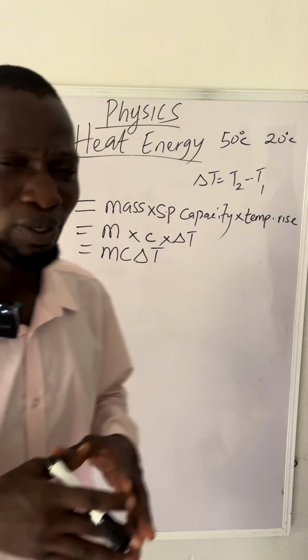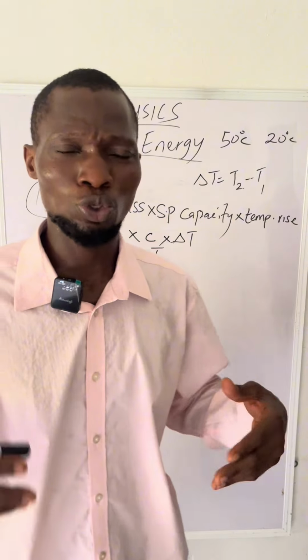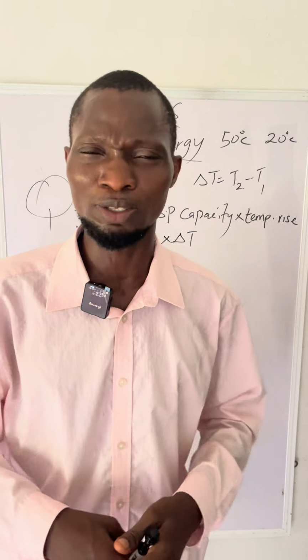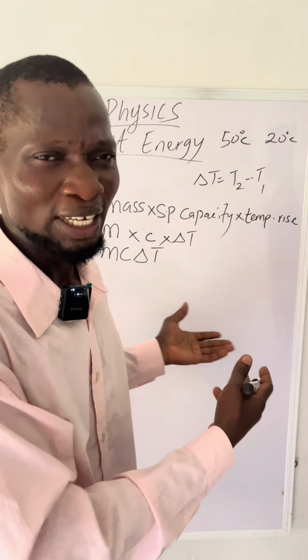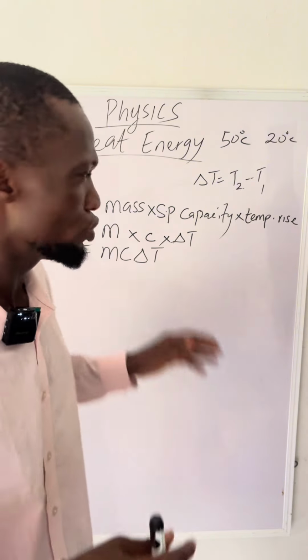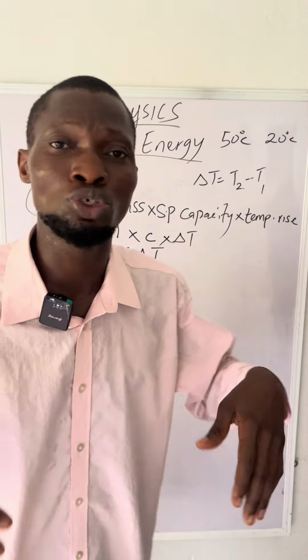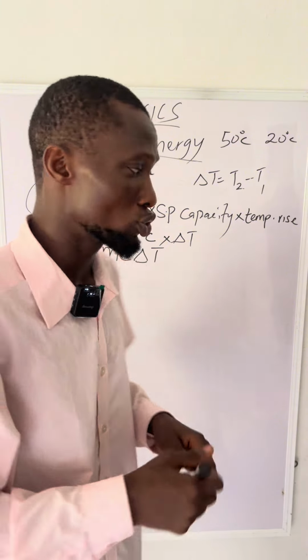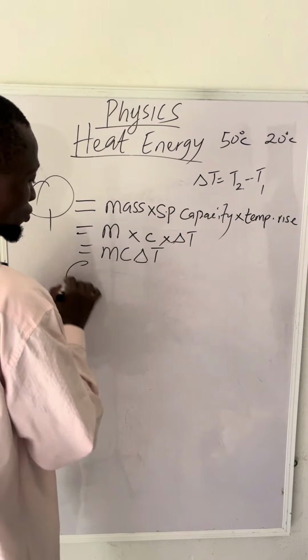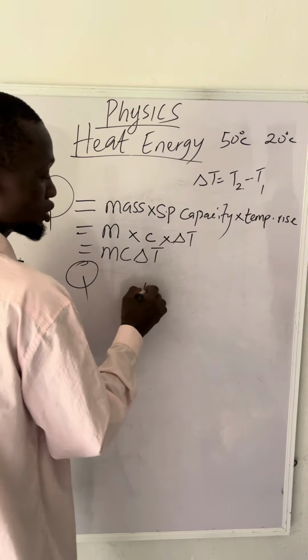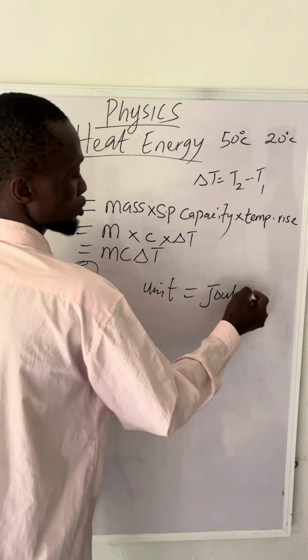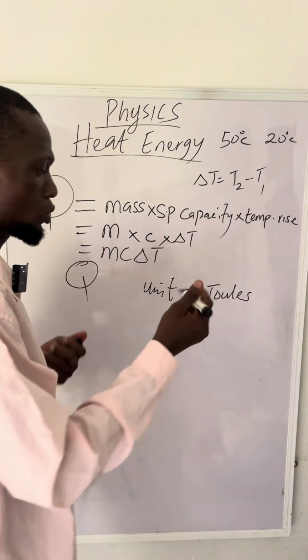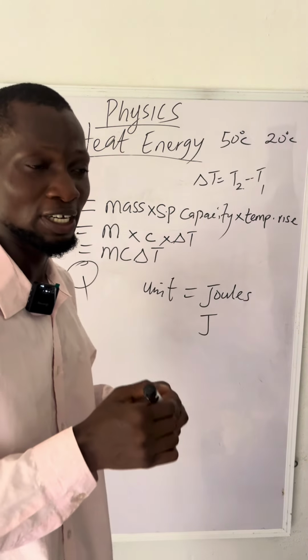So the next thing we're going to be doing now is to solve a few questions. I have a few questions with me, and I'm going to be writing on the board. We are going to look at the questions together and apply the formula. Meanwhile, the unit of quantity of heat is the joule. You know, heat is measured in joules. So the unit of Q is joules, or we just use J to represent the unit.